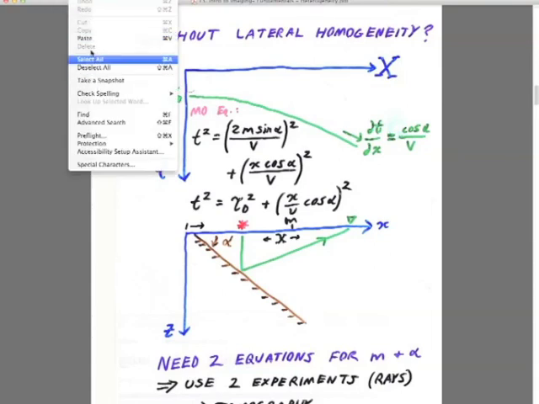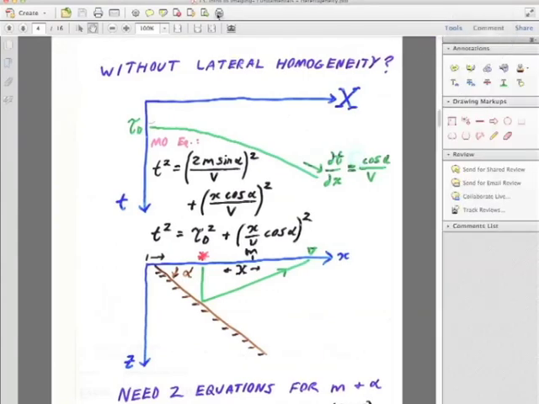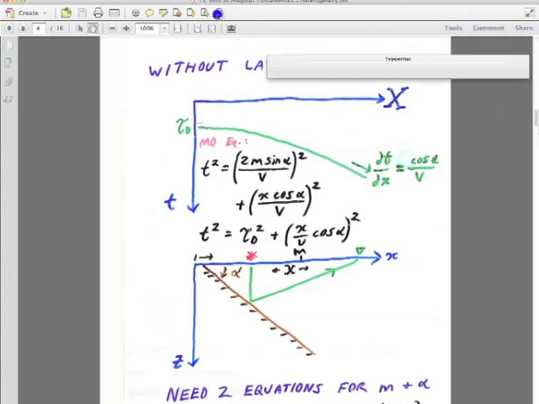And so let me write that down. So what we've got here is V sub A is equal to V over cosine alpha. Okay. And then dt dx, this just gets plugged into dt over dx is equal to 1 over V sub A.